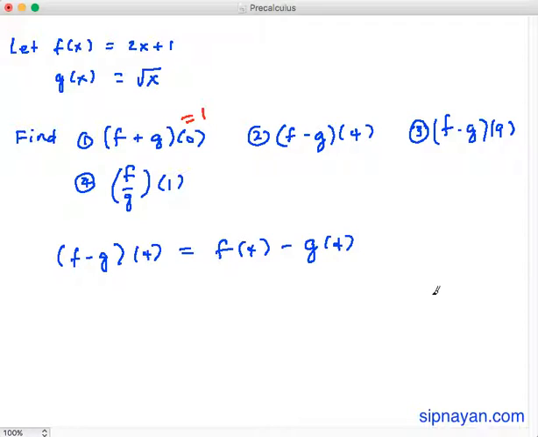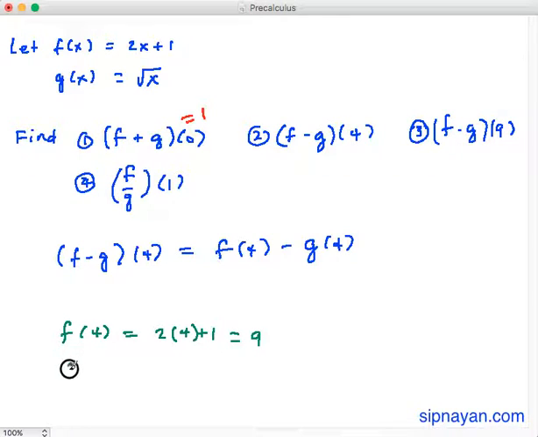So, pwede natin scratch work muna tayo. What is f of 4? So, substitute naman natin yan, di ba? So, that is equal to 2 times 4 plus 1, which is equal to 9. No? 2 times 4 plus 1.